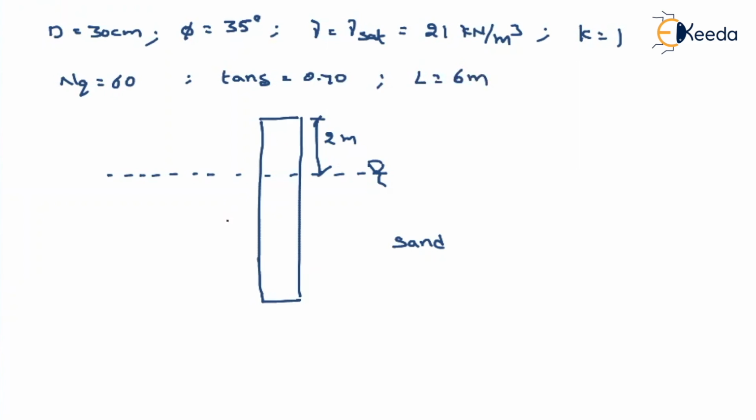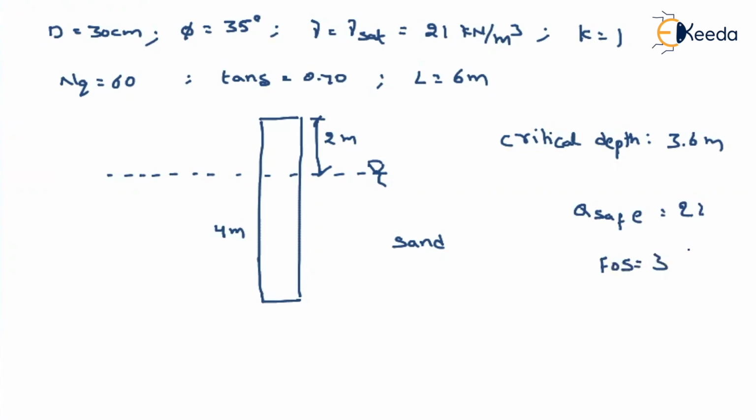If the total length of the pile is given as 6 meter, and 2 meters is above the water table, below the water table what is the length? 4 meter. And let us say that the critical depth is given as 3.6 meter, and they are asking us to estimate what is the safe load that we can apply on the pile by considering factor of safety equal to 3.